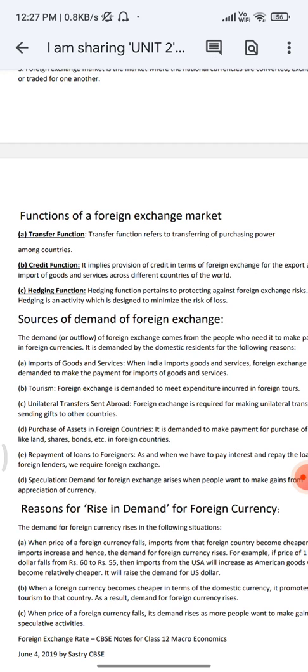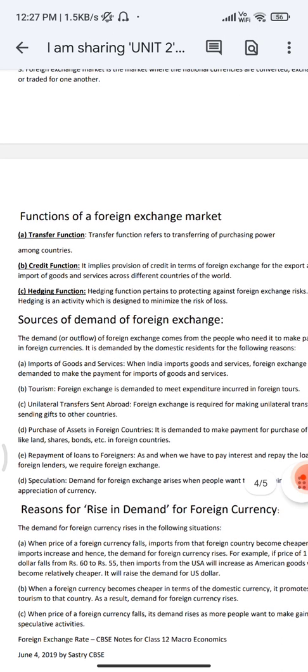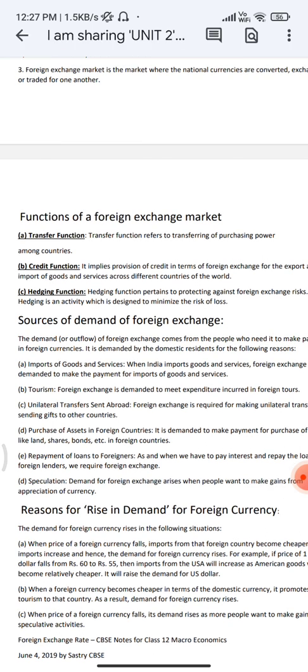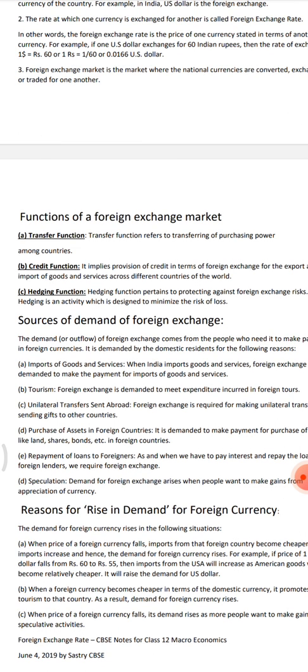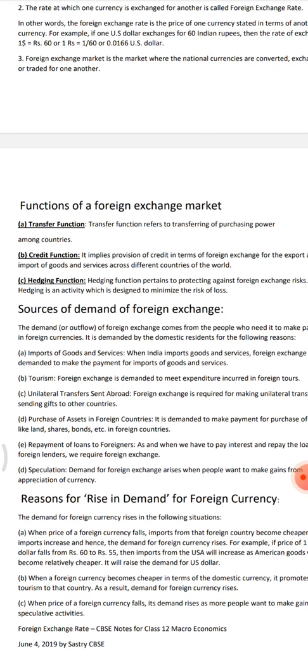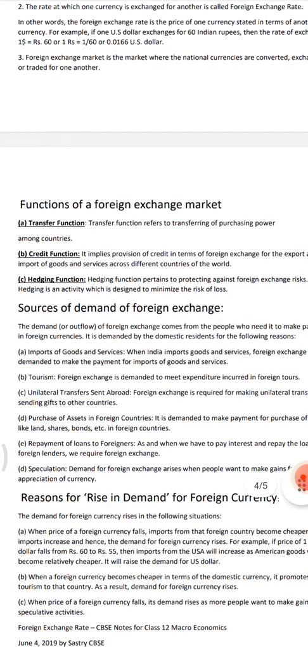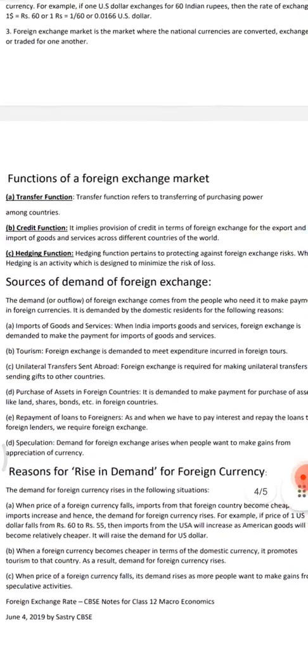The last function is the hedging function. It pertains to protecting against foreign exchange risk. There is a risk of loss, so it is an activity designed to minimize that risk of loss. There could be risk in exchanging currency, so this function reduces or minimizes that risk.